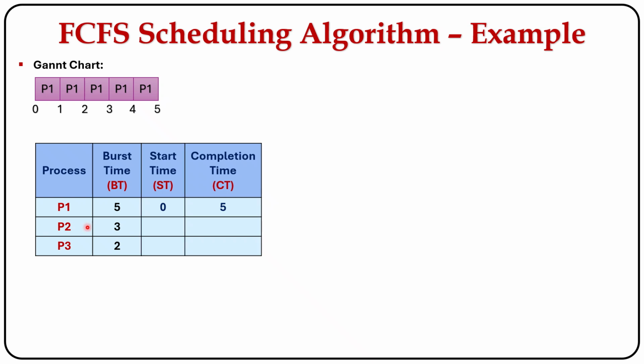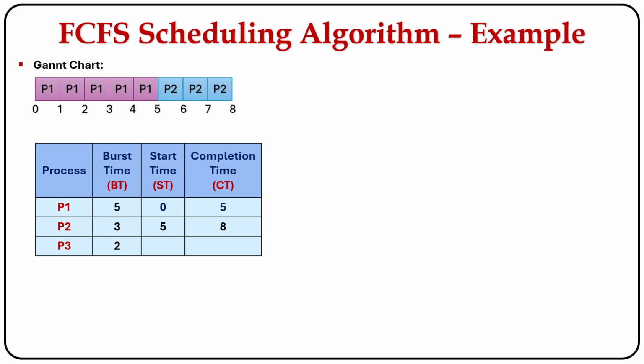Next, let's consider the process P2. Its starting time is 5 and its burst time is 3. So it starts execution from 5, then 6, 7 and it completes the execution by 8. Therefore, the starting time is 5 and the completion time is 8 for process P2.